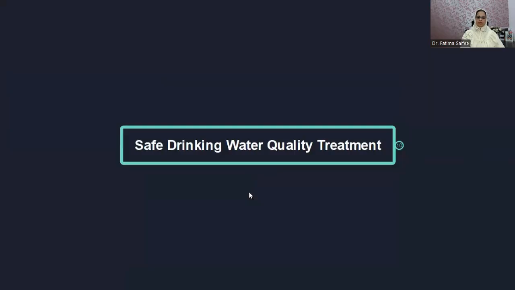The course name is Safe Drinking Water Quality Treatment. The name itself tells a lot: water quality for drinking purposes should be safe to drink, because we drink water to give our body proper nutrients as well as good health. The first concept is what treatment is required to make the water quality good for drinking, which we are going to learn from this.